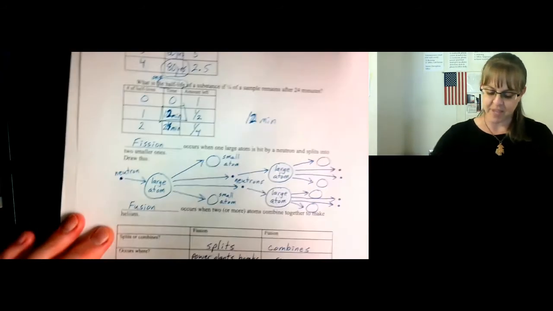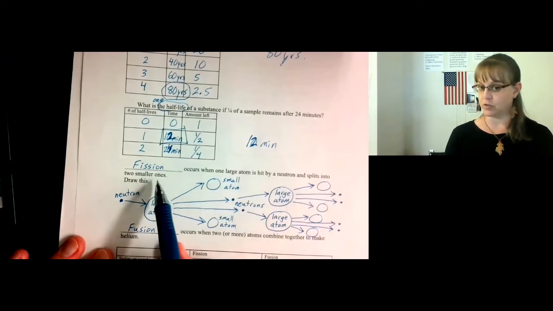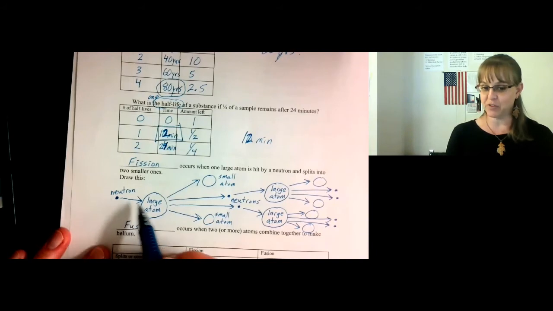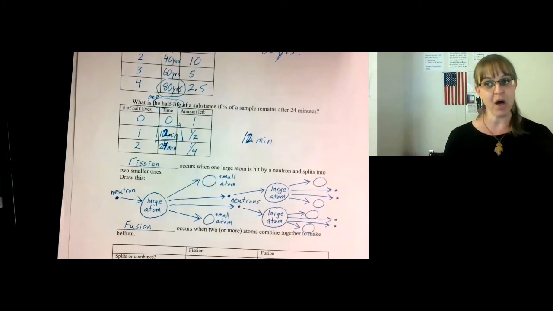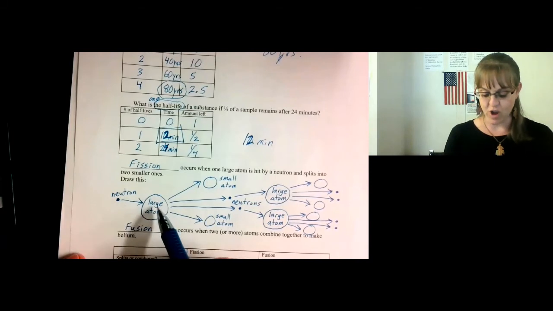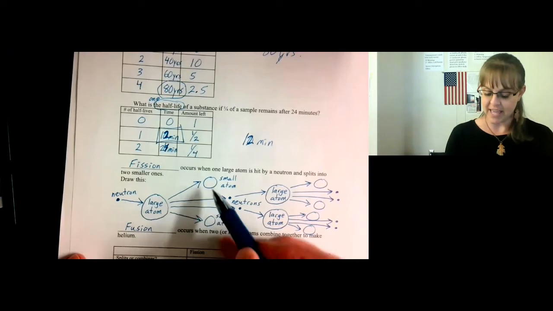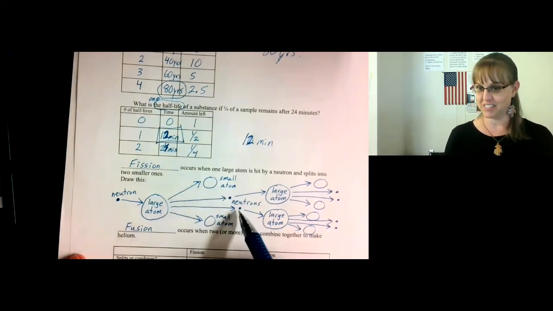So there you go. Fission occurs when one large atom is hit by a neutron and splits into two smaller ones. You get a really high energy, fast moving neutron, and it slams into this large atom, which is a radioisotope. It's a radioactive isotope that would like to break into smaller, more stable isotopes of different atoms. So this neutron adds just enough instability to the atom that it breaks apart. It makes two smaller atoms, plus it gives off two more neutrons.